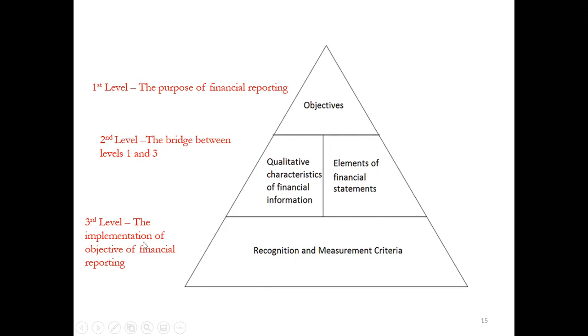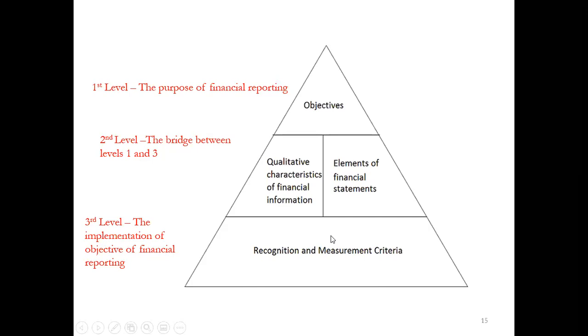And in the third level, we have the implementation of the objective of financial reporting. It's about the recognition and measurement. So you are going to recognize these elements, the assets, liabilities, income, expenses, equity, and you're going to measure them, either at historical cost or at current values. So it's about the recognition and measurement. So I would say that out of this particular diagram, the most tangible component is going to be the recognition and measurement. So that's why we call it the implementation stage.